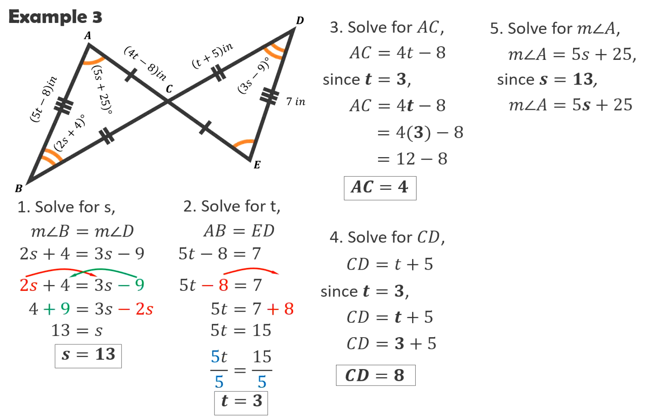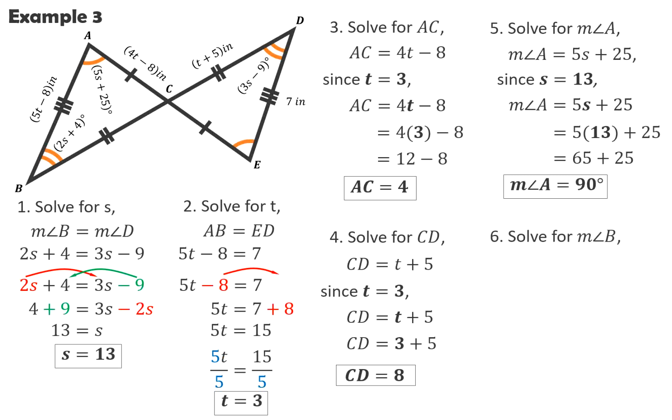Now, yung measurement ng angle A is equal to 5S plus 25. Then, substitute yung value na 13. So, that would give us 5 times 13 plus 25. So, 5 times 13, that is 65, plus 25, that is 90. So, therefore, the measure of angle A is equal to 90 degrees.